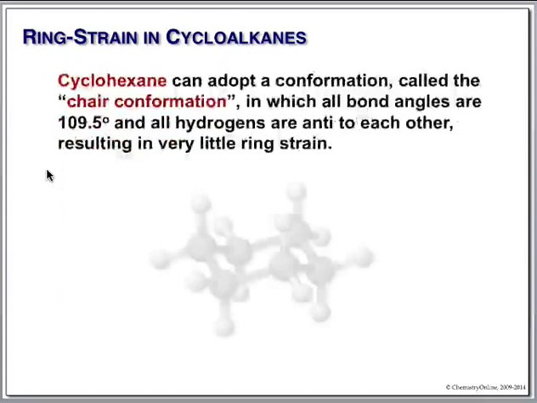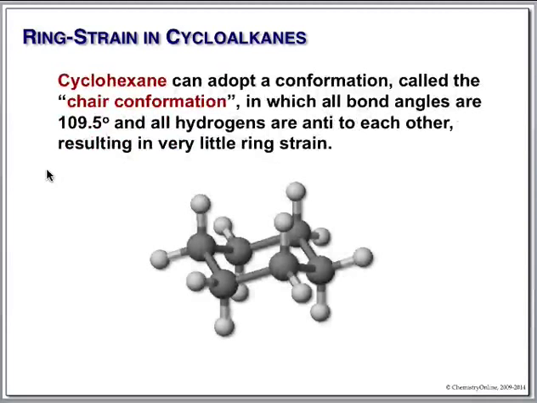A six-membered ring, we said, has zero ring strain, but it shouldn't have. If you flatten the guy out, it would. But it turns out that in a six-membered ring, you can take each carbon and turn it in such a way that we have perfect tetrahedral carbons all the way around. Follow your carbon backbone here. We start here, and we come down, up, down, up, down, up.